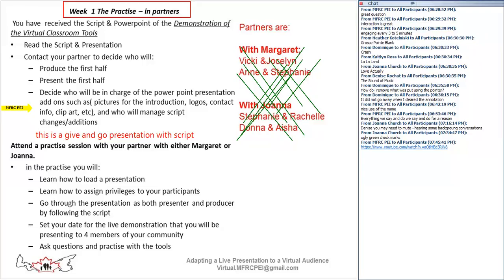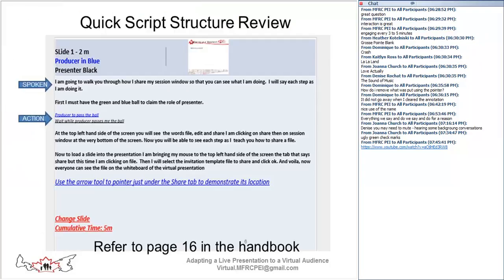Awesome. The other part of your assignment is when you have the presentation and the script, it's the give and go. So we're just going to go through a few structures about the script. The script has different colors. One color is for the presenter and one color is for the producer. Here the producer is blue and the presenter is black.